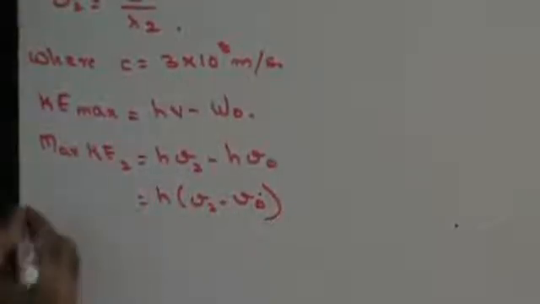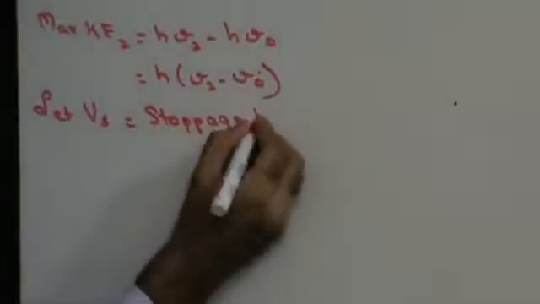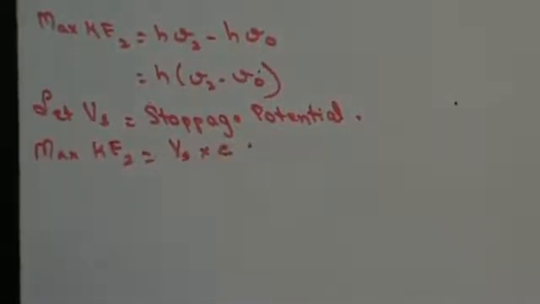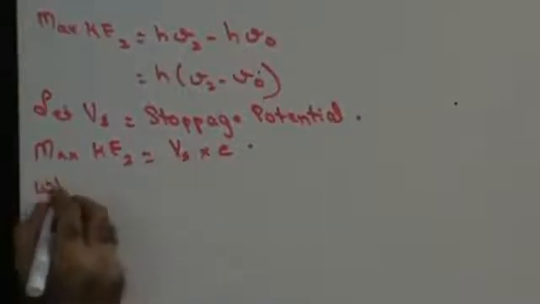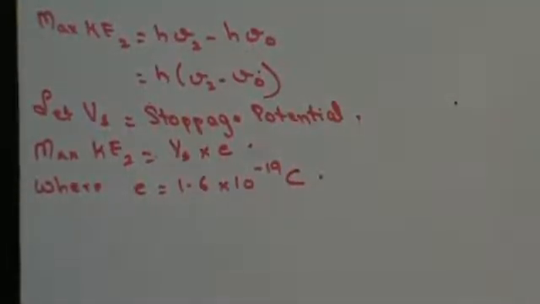Now just in case they ask you stoppage potential, although it's not asked in this particular sum, since we've done the sum, I'll just show you. If they ask you to find out the stoppage potential, you will get the value of max KE. Let us assume, this is extra I'm doing, guys, that Vs be the stoppage potential. If Vs is the stoppage potential, then stoppage potential is given by the formula: KE max, max kinetic energy 2, is stoppage potential into charge on electron. We already know the charge on electron is 1.6 into 10 raised to minus 19 coulombs. So that will also give you the stoppage potential.